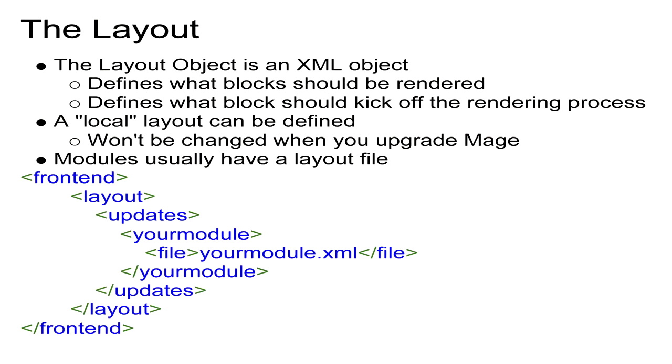The layout object is an XML object. It defines what blocks should be rendered, and defines what blocks should kick off the rendering process. The two ways that you would normally override the layout: if you're doing just a standard Magento install, no customization, you can put a local layout file in where Magento stores its layout files. The reason you want to put a local layout file in there is that it won't be overridden the next time you upgrade Magento. So your local layout file will be there after you do an upgrade. If you put it in their code, then the next time you upgrade, you would have to duplicate those changes.